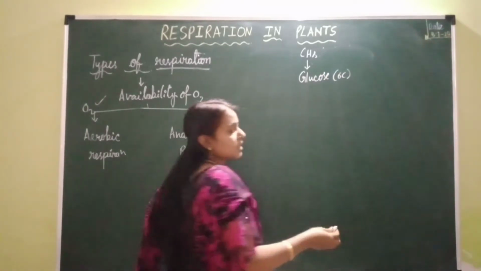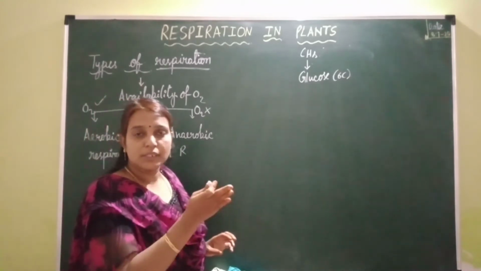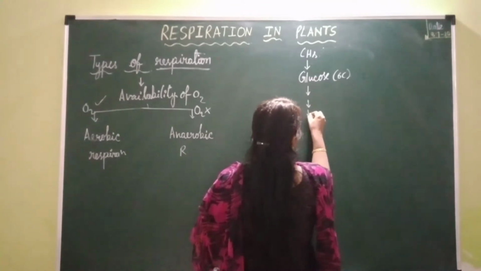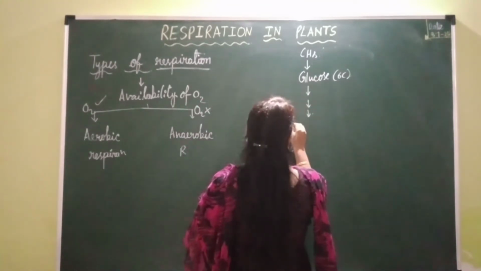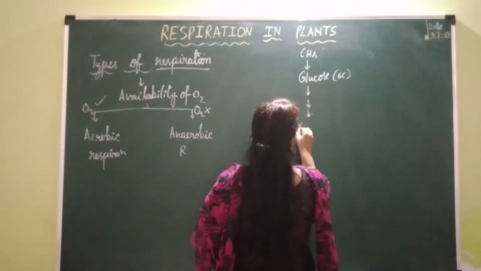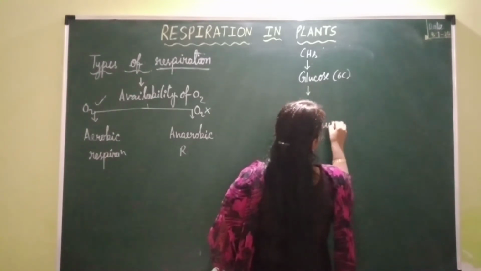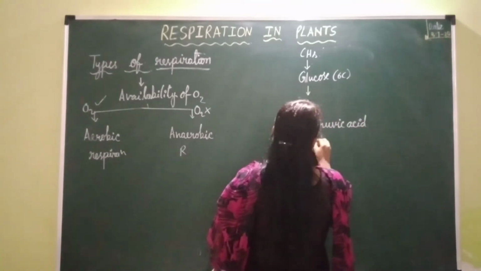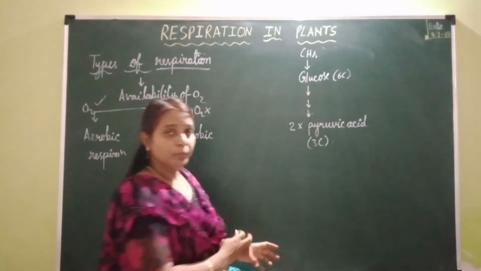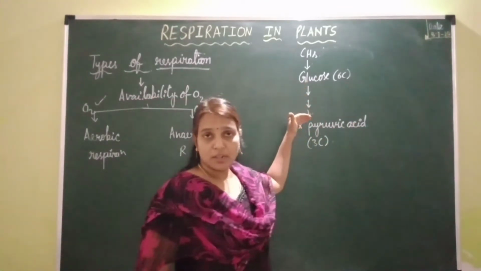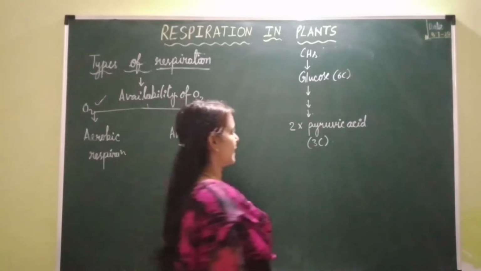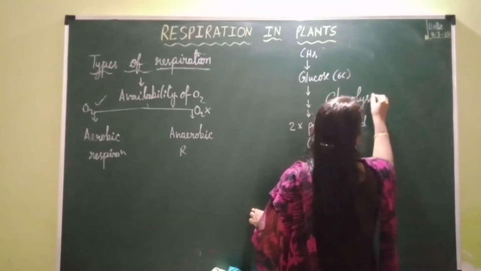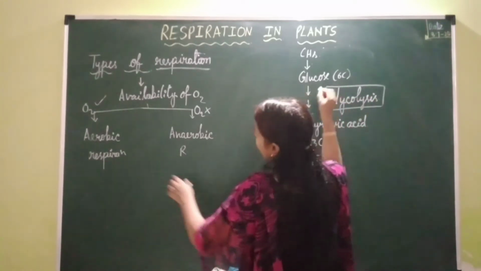Now this glucose undergoes breakdown or oxidation through a series of reactions into two molecules of pyruvic acid. Through a series of reactions, glucose undergoes partial oxidation into two molecules of pyruvic acid, which is a 3-carbon compound. This pathway through which glucose undergoes partial breakdown into two molecules of pyruvic acid is called glycolysis. Now this glycolysis is common for both aerobic and anaerobic respiration.